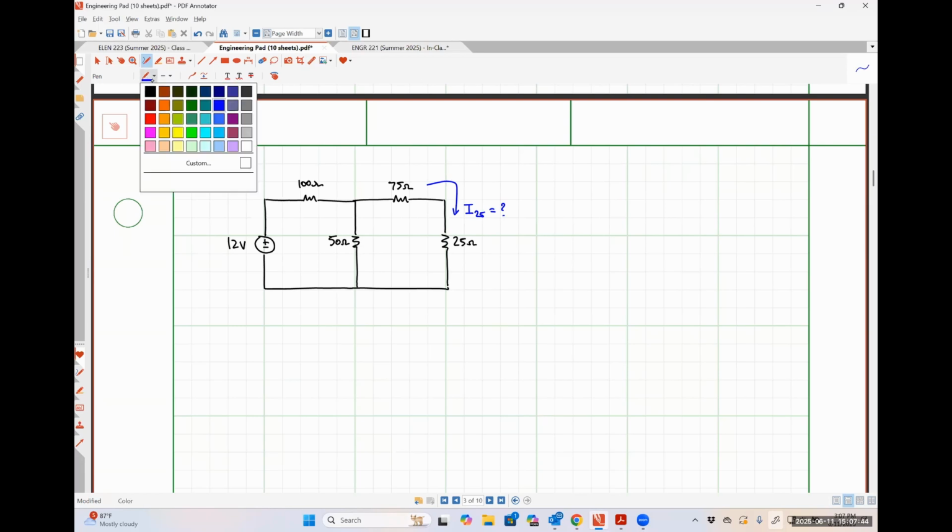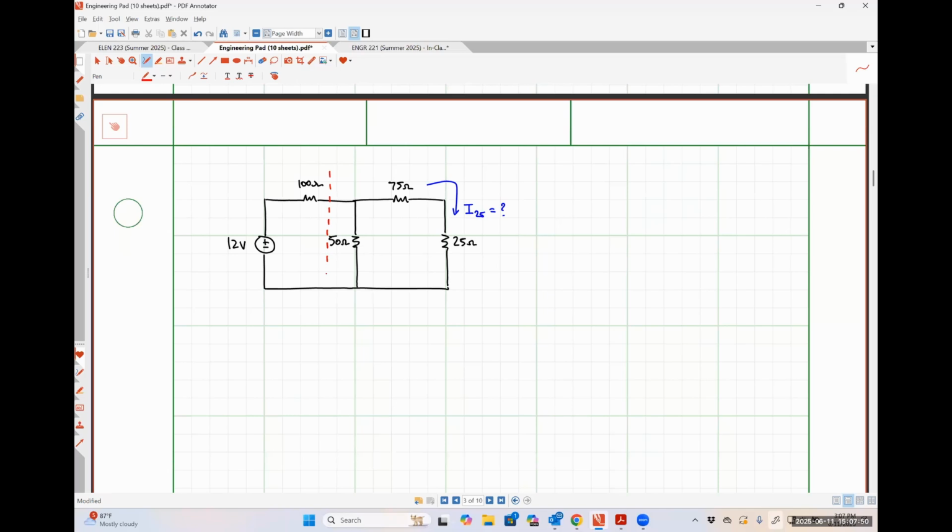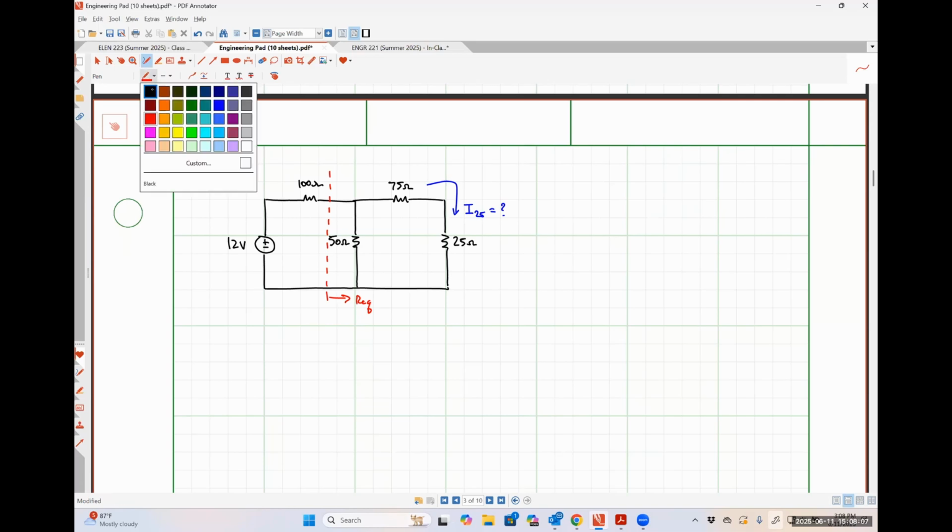So in order to do that, what I'm going to do is find the equivalent resistance of everything to the right of this dashed red line. So what I'm looking for, essentially, is REQ for this network.